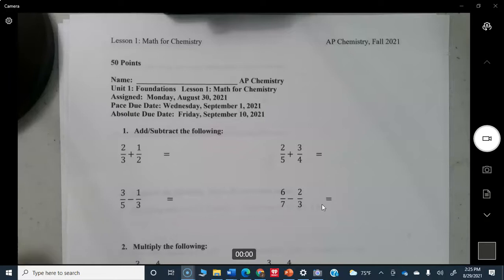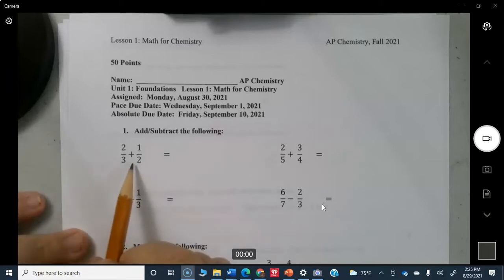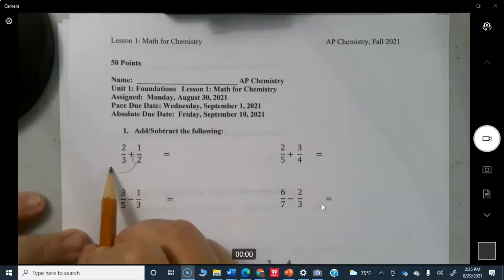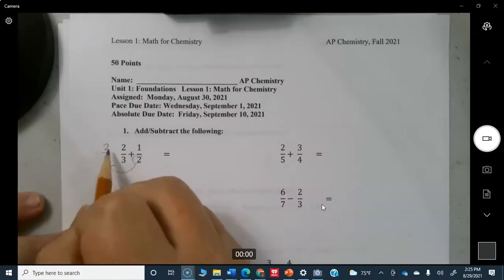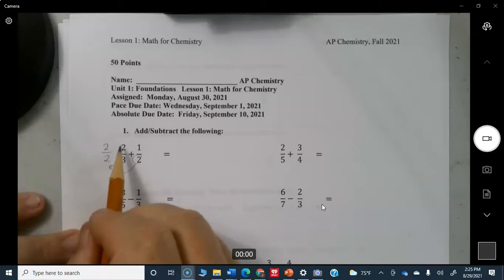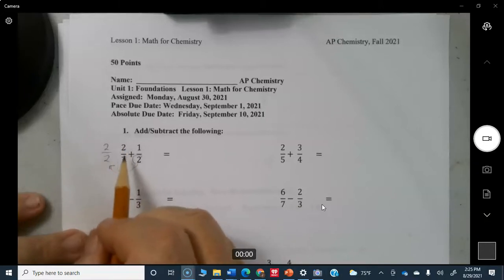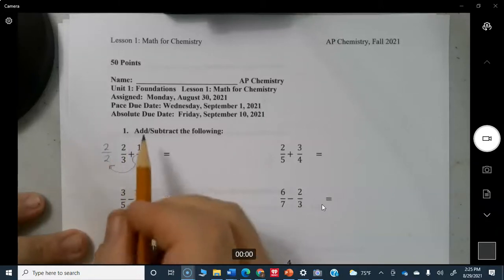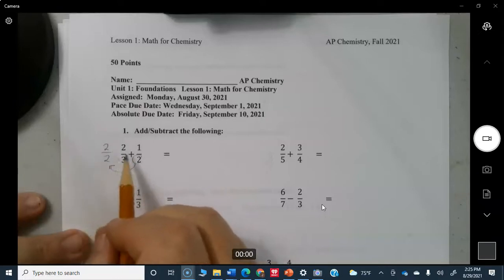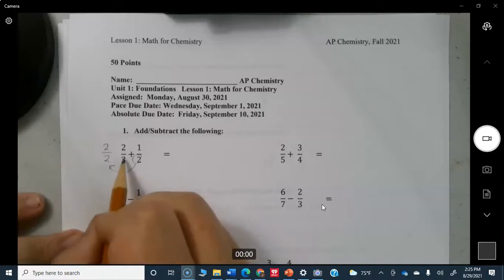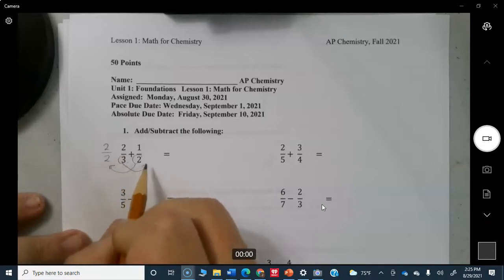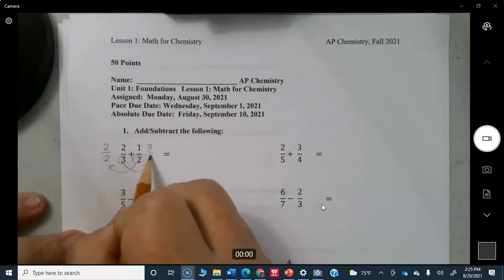Okay, so let's do this. For the first one, we're going to cross the arrows. We're going to put 2 over 2. Again, 2 over 2 equals 1. 1 times anything just equals whatever that thing is. So 2/3 times 1 is 2/3. All we're doing is changing the denominator, but we're not changing the value of 2/3. Okay, so the 3 comes over here, and it becomes 3 over 3.